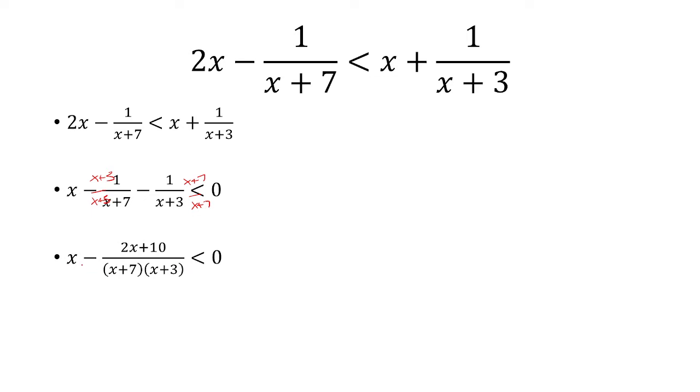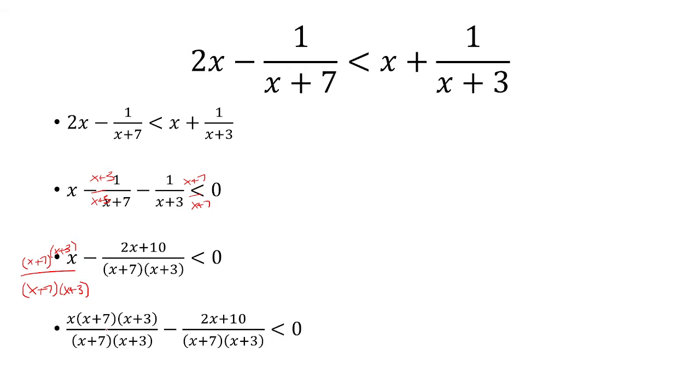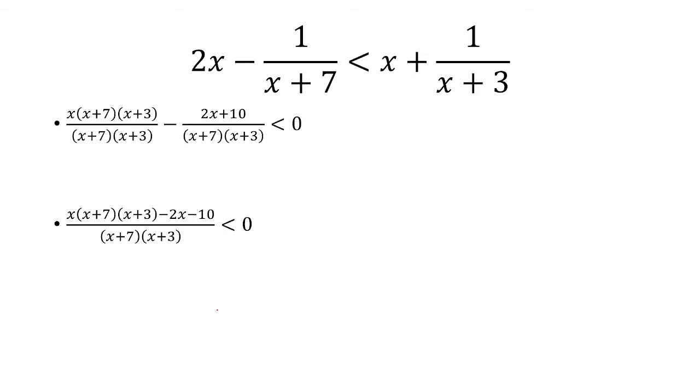And now the goal is to get this first term as a fraction with the common denominator. So we're going to multiply by (x + 7)(x + 3) over (x + 7)(x + 3) to get this. And now they have the same denominator, so we can simplify. So what I did was I combined these. This minus sign distributes to both the 2x and the 10. That's why we have negatives here.